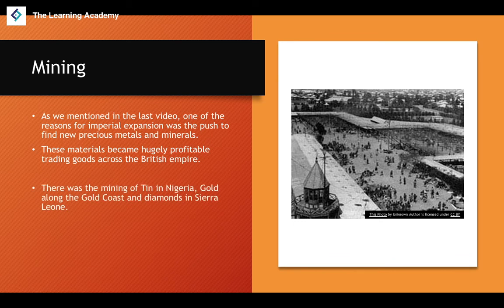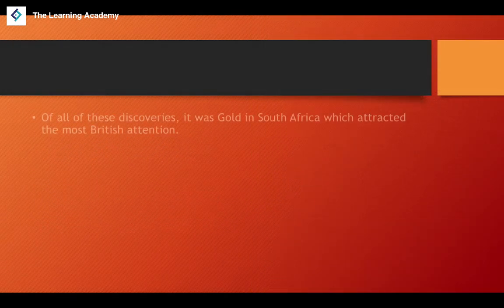And so there are examples of the mining of tin in Nigeria, gold along the Gold Coast, and places like Sierra Leone being able to mine and uncover diamonds. We also find products like copper in places like northern Rhodesia, as well as coal and gold in places like southern Rhodesia. So the further out we go, the more to these places in Africa and Asia, the more of these precious metals and precious materials we will find.